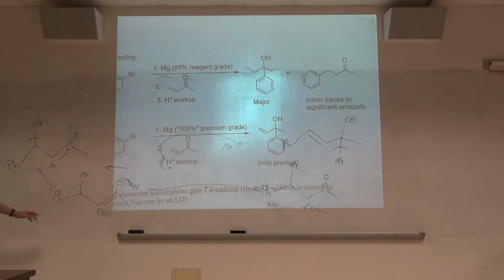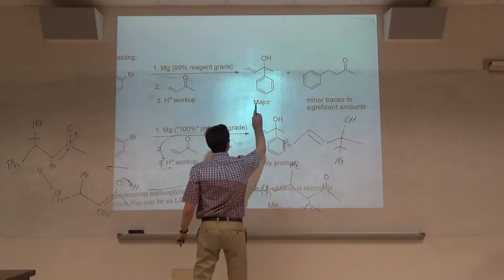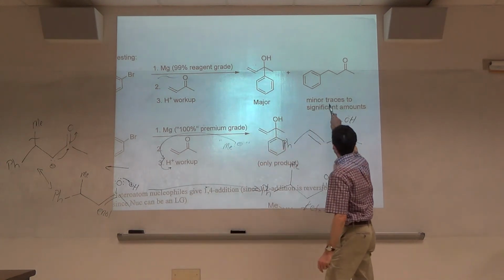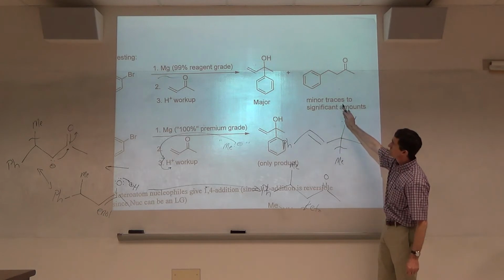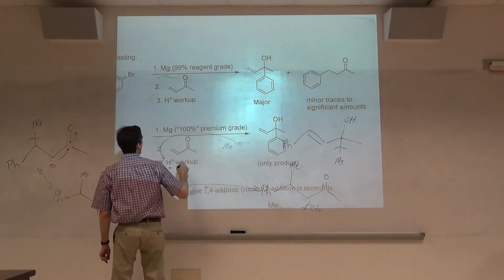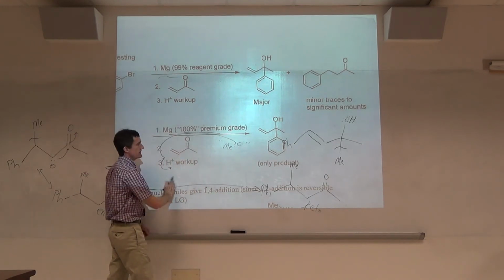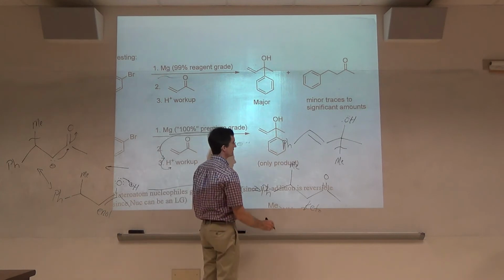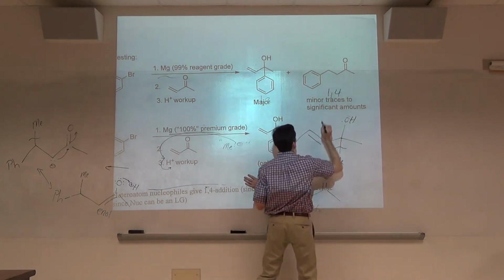Miscellaneous, interesting. If you make a Grignard and do a reaction, you get the 1,2 addition product. You also get minor traces of the 1,4 product. But it's been shown if you use super-grade 100% magnesium, you only get the 1,2 product. See, that's 1,2, that's 1,2. This is actually 1,4.